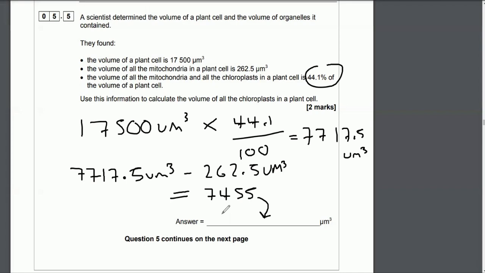Nice and easy. Hope you found that one easy. Normally the first mark's dead easy. So if you just come up with 44.1% times 17,500, you'd have got the first mark. Sometimes the second mark's really hard and needs 3 or 4 steps. This is quite an easy one.